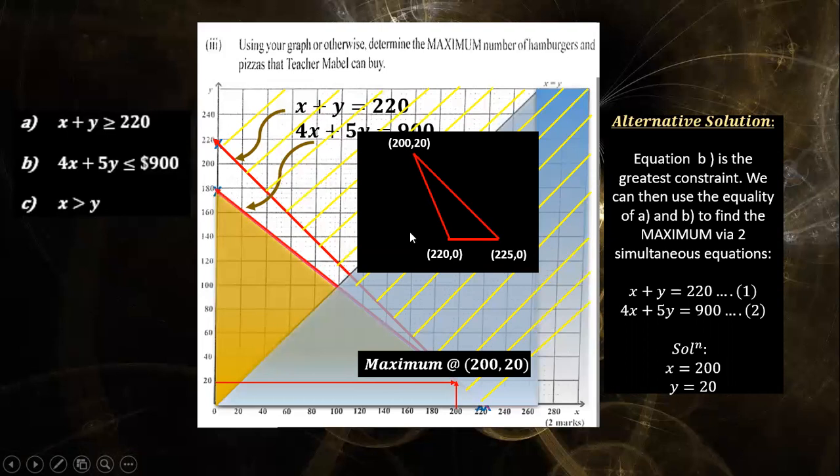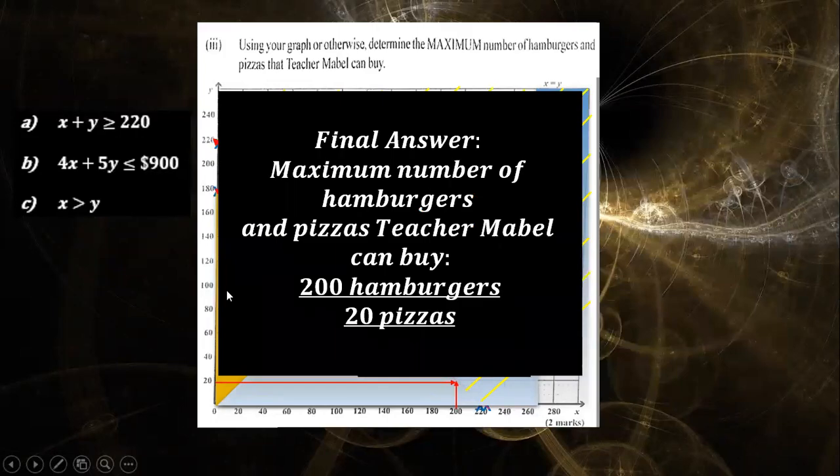So hence, we can finally conclude that the maximum number of hamburgers and pizzas teacher Mabel can buy will be 200 hamburgers and 20 pizzas.